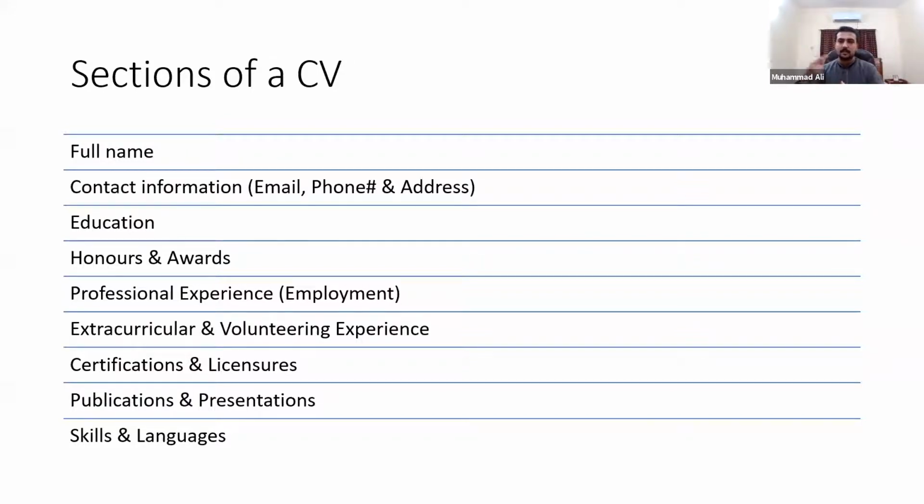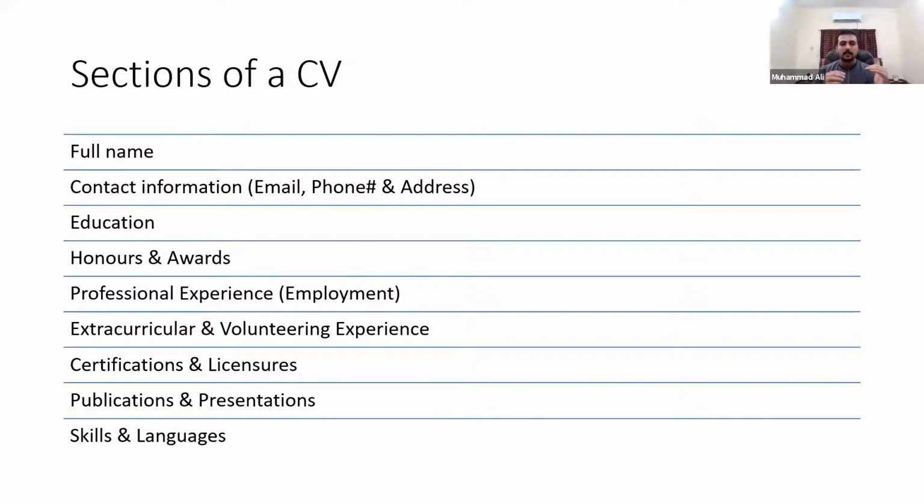So obviously you'll start with your full name, followed by your contact information. And that contact information can be your email, phone number, and address. These are the main ones. We'll be seeing a sort of a template right after this on a Word document to see how all of these sections fit in a CV document. So first your full name, followed by your contact information, which will have your email, your phone number, and your address, followed by your educational background.